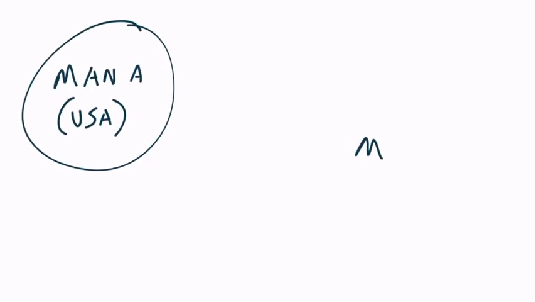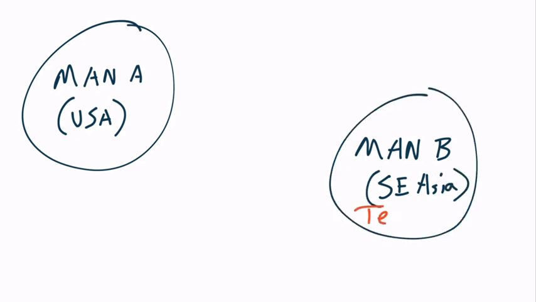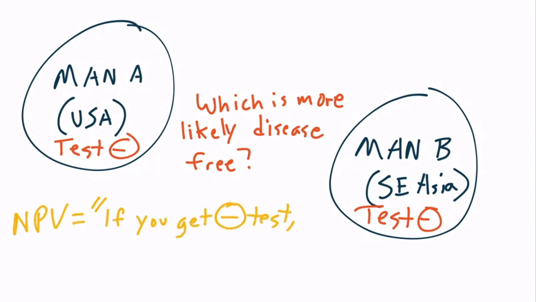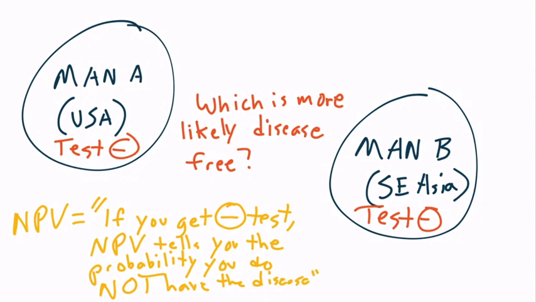So we have man A in the United States and man B in Southeast Asia. Both patients test negative for malaria. So which patient is more likely to be disease-free? What we're talking about here is negative predictive value. Recall the definition for negative predictive value. If you get a negative test result, negative predictive value tells you the probability that you do not have the disease. So this question is basically asking us to compare the negative predictive value between those that test negative in the United States versus those that test negative in Southeast Asia.